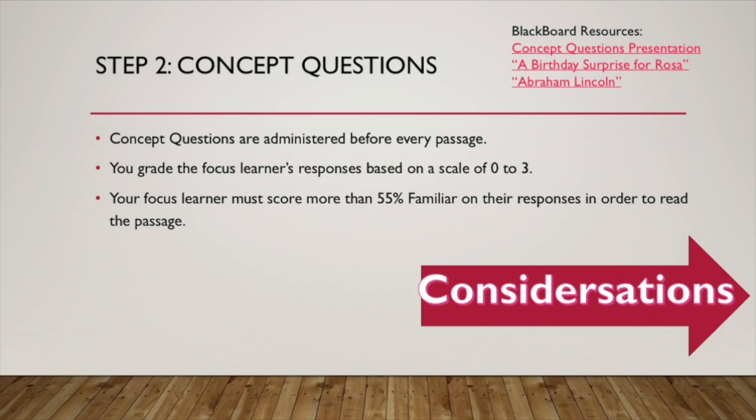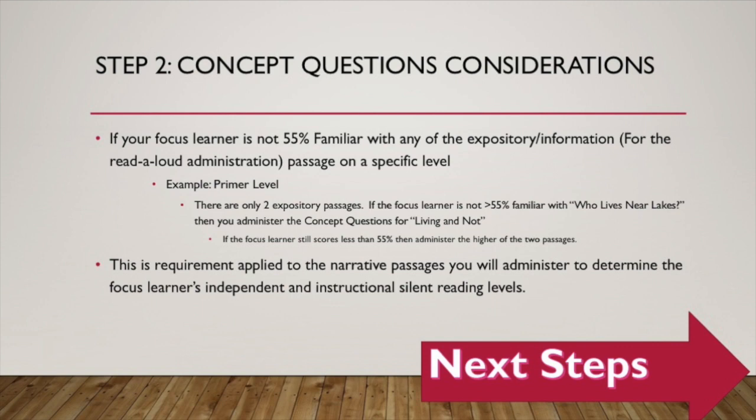The more familiar a student is with a passage, the better their score will be when it comes to reading comprehension. Ideally, you would like your focused learner to score higher than 55% familiar on the passage you will administer. But what if your focused learner is not 55% familiar with any of the expository or informational texts that are on their instructional level according to the word lists?